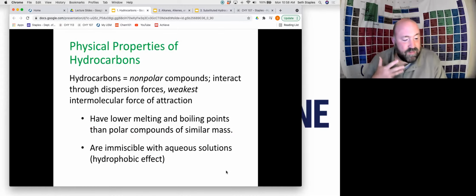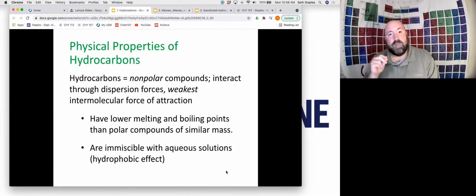When we're looking at forces, hydrocarbons, since they're composed of just carbon and hydrogen, there's not enough of an electronegativity difference to make any carbon-hydrogen bonds polar. So hydrocarbons are completely non-polar compounds. The only intermolecular forces that exist are dispersion forces, which remember are the weakest intermolecular forces. This means that hydrocarbons have lower melting points and boiling points than compounds of a similar mass. And we looked at that a little bit before.